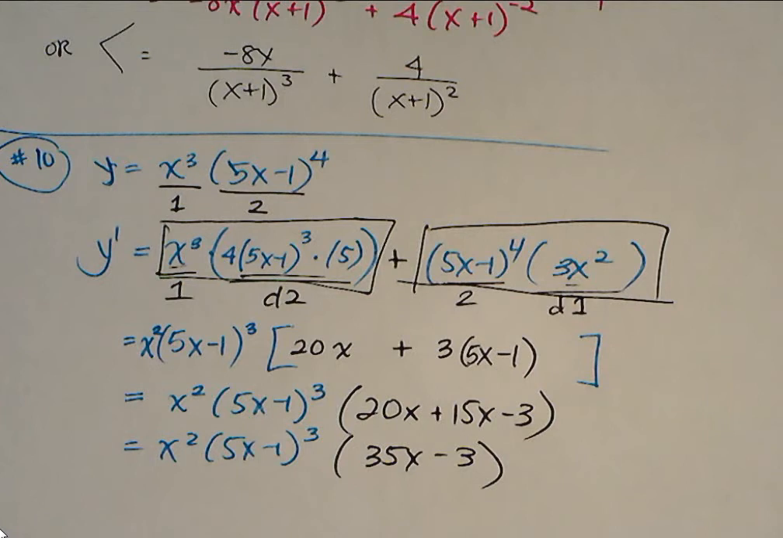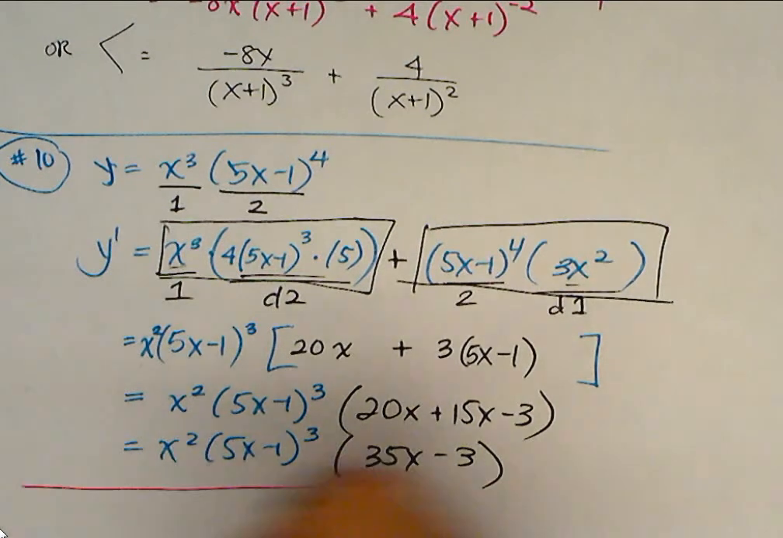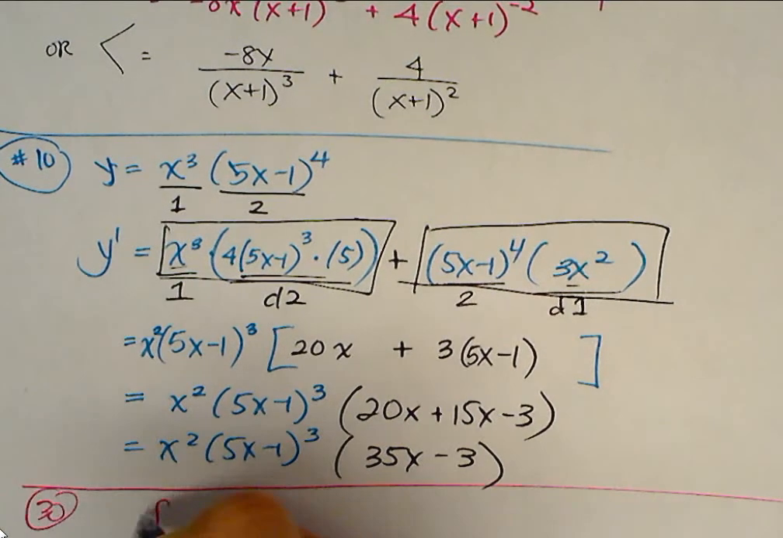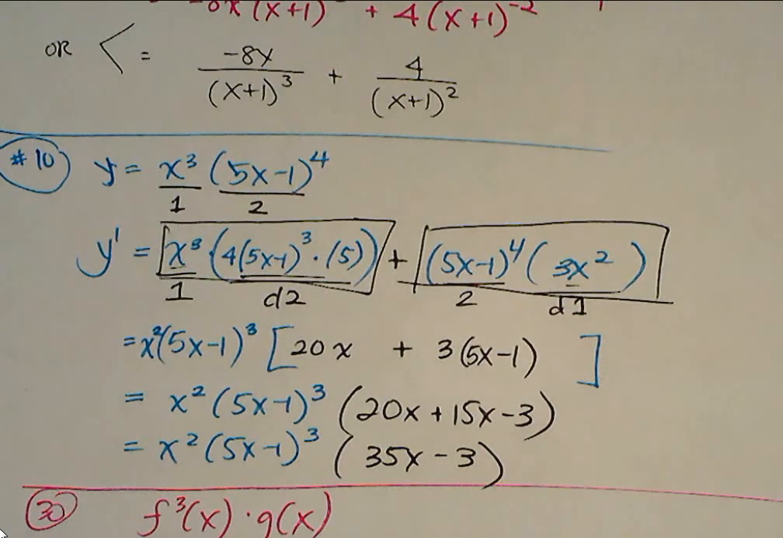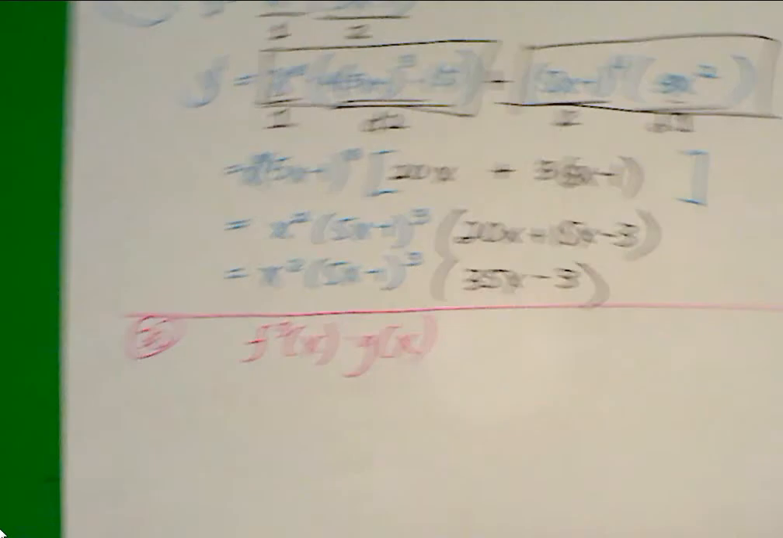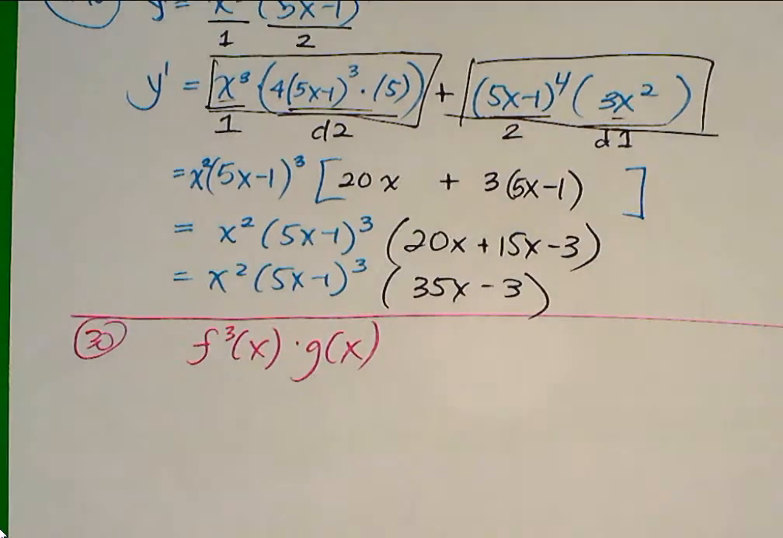Okay, so 30 says to find this. Is it like this? I'm assuming that means f to the third power, right? Because other times that 3 can represent the triple derivative, the third derivative, but in this case, no. So don't worry about that.